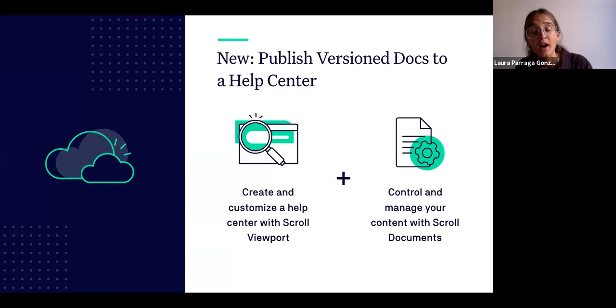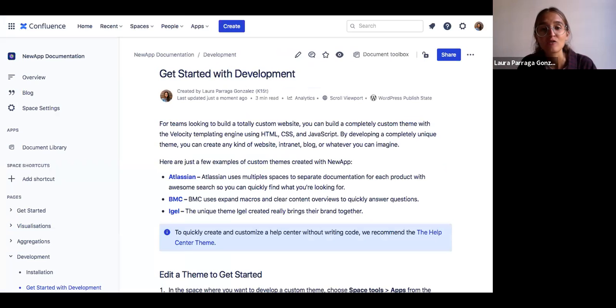And then on the right side, we have Scroll Documents, which allows you to control and manage your content on Confluence Cloud. Both together will bring you this new capability, which is to publish version documentation to a help center. So what does that look like? What does it get you? Just presenting what you'll get out of this.